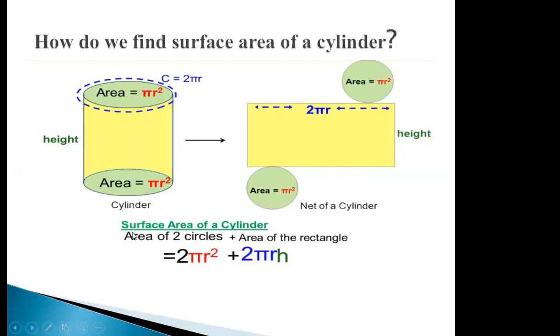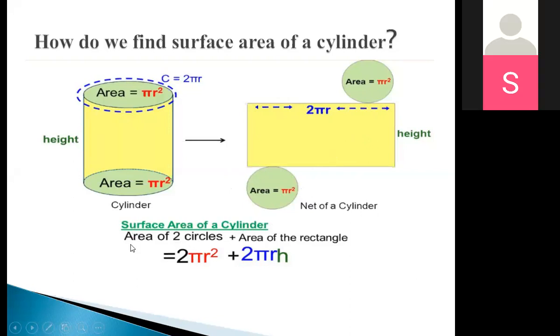Now look at the formula. It says surface area of cylinder. I'm repeating again, please listen.